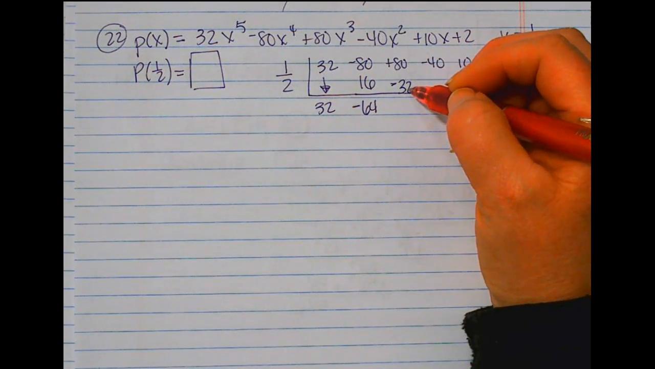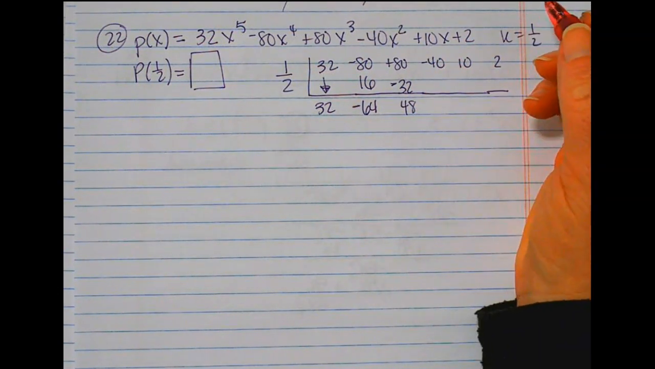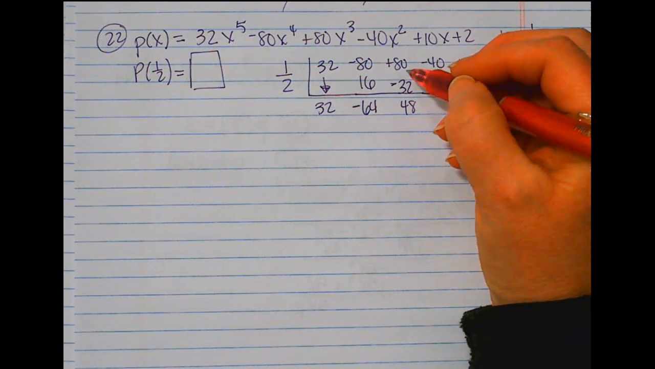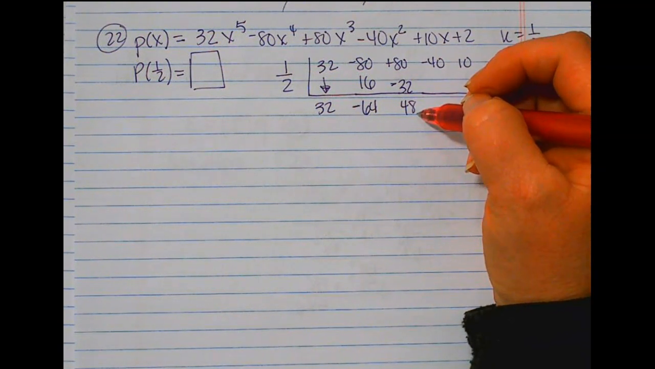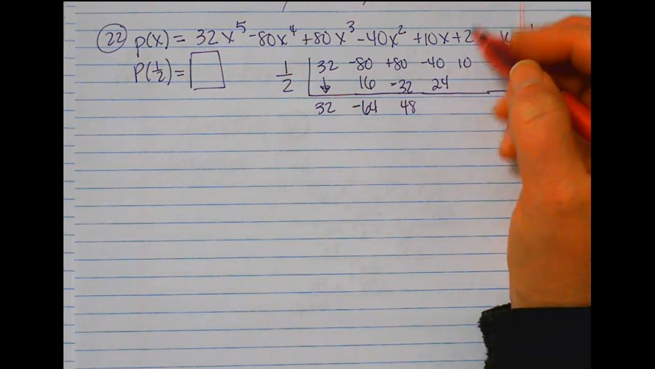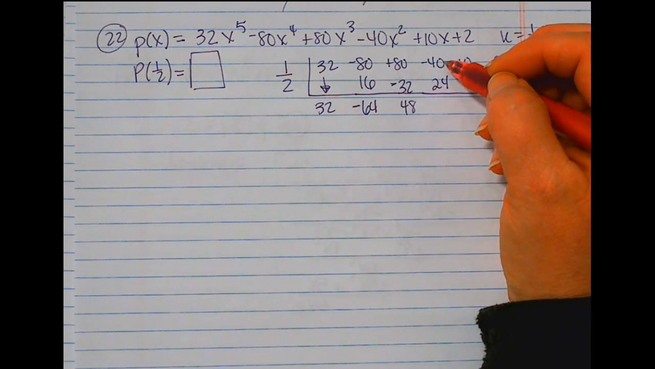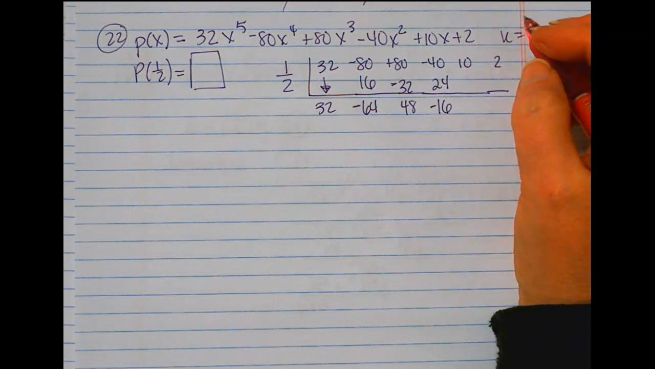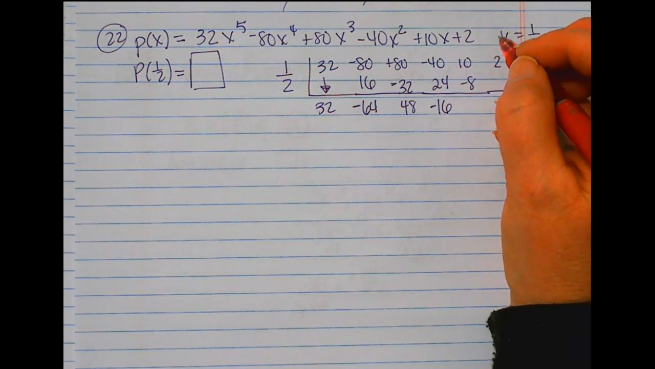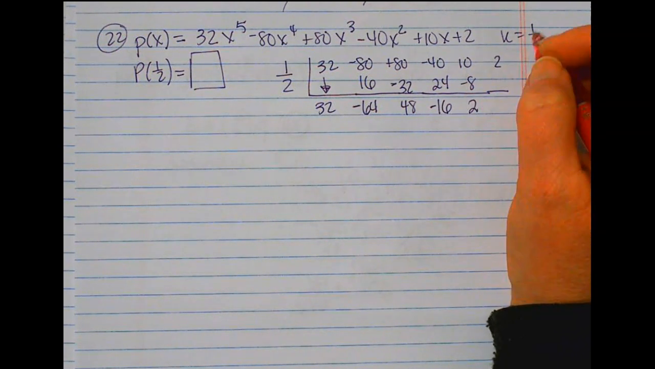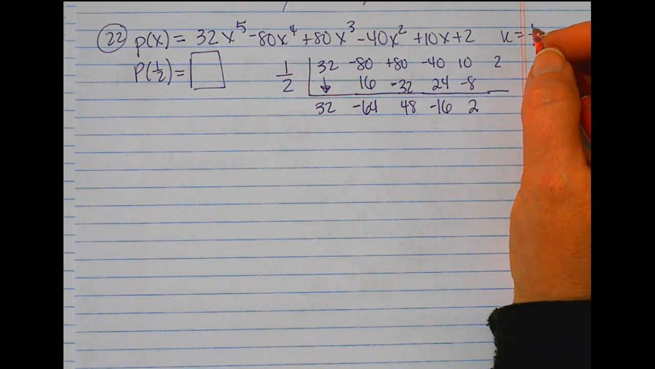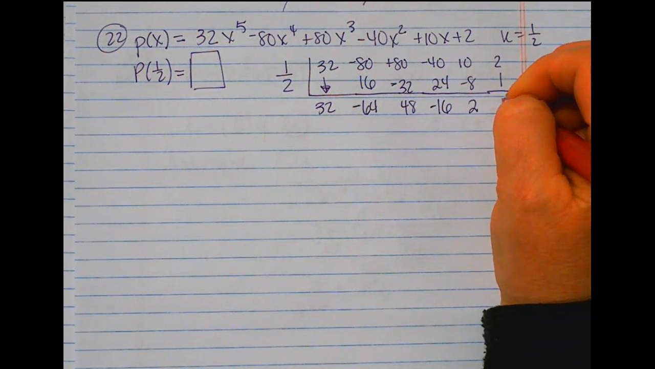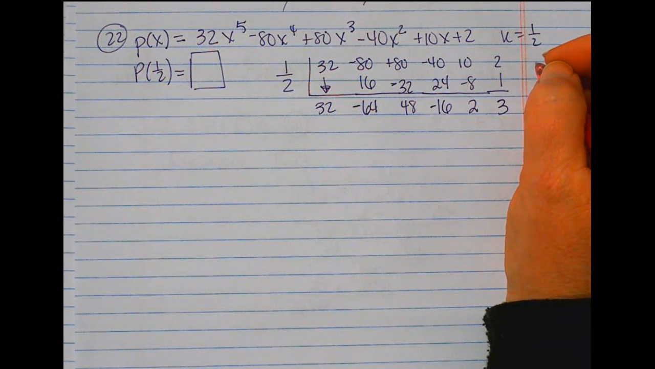80 minus 30 would have been 50, so this must be 48. And it's positive. Half of 48, 24. 24 and negative 40, so that's 16. And it's negative 16. Half of negative 16 is negative 8. 10 minus 8 is 2. 1/2 of 2, 1. 2 plus 1 is 3. 22. Did I even write 22 down? Well, I guess I did.